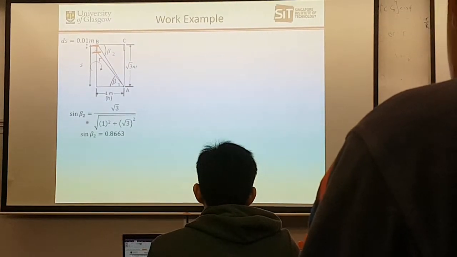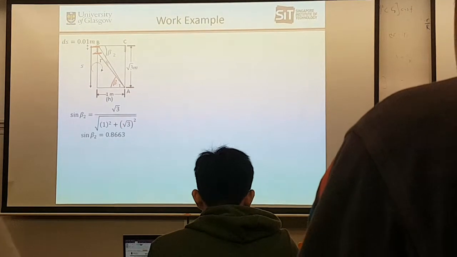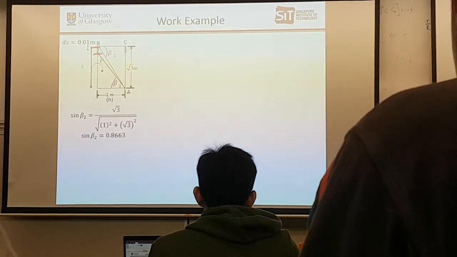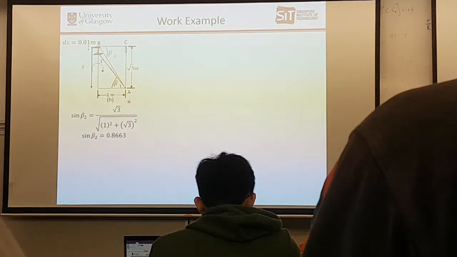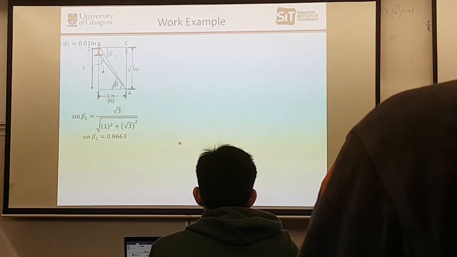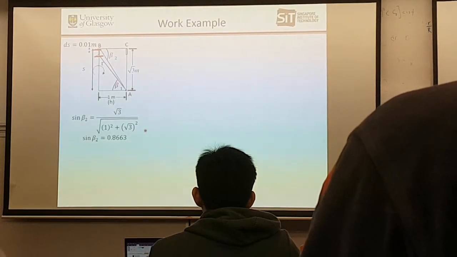Sine of any angle is the opposite over the hypotenuse. So this is the opposite, and the hypotenuse is here. It's just square root of (square root 3 squared plus 1 squared), your hypotenuse length. Anyone got any problem here? Understand what I'm saying?